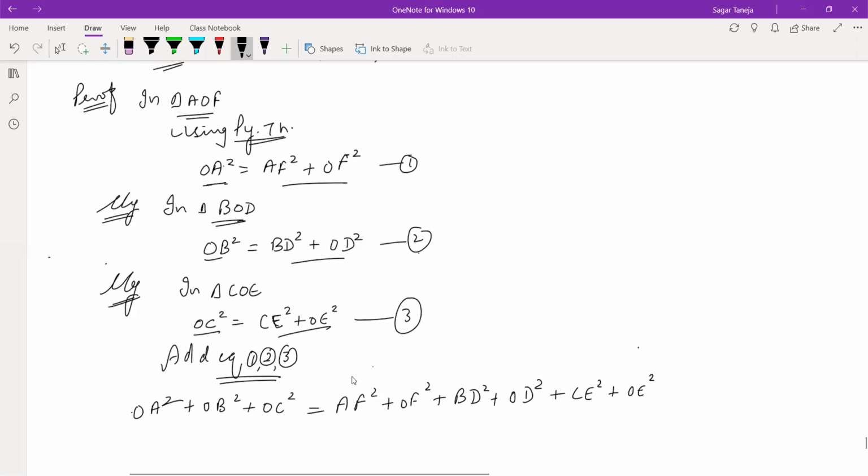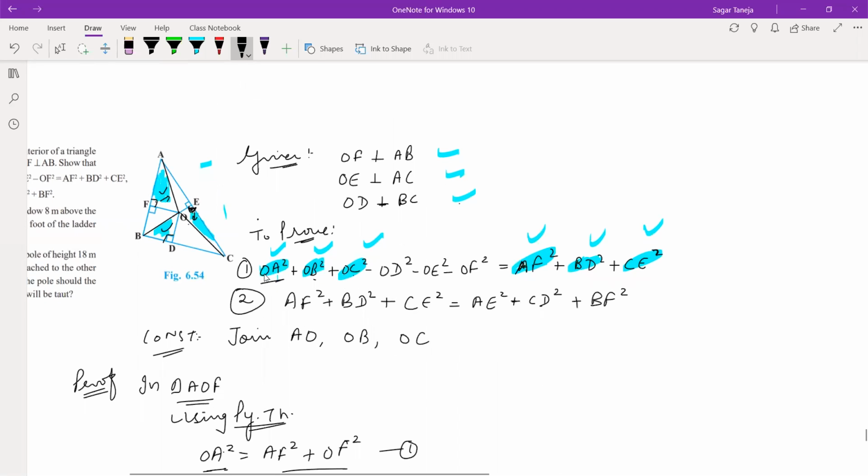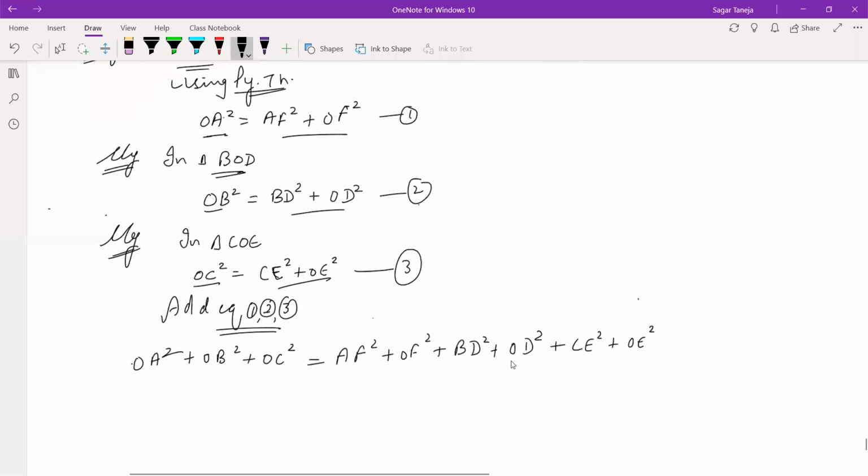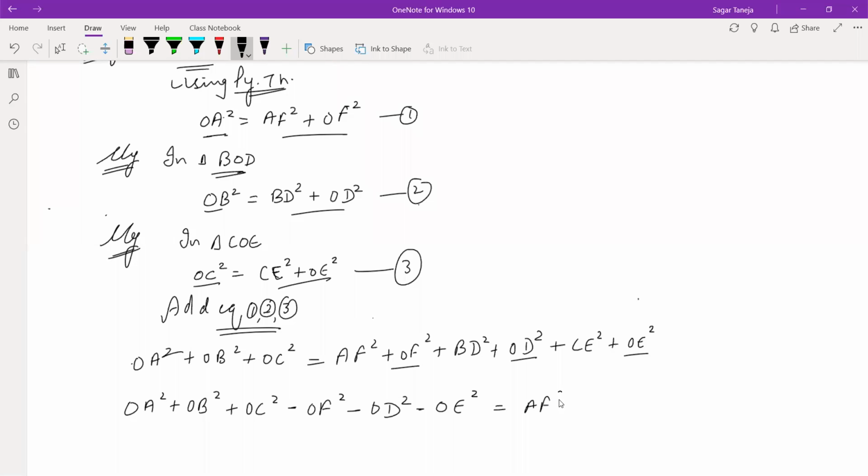Now a little bit of arrangement and it is done. Look here now, the three things along with OA, OB and OC are OD, OE and OF. So let us bring this OD, OF and OE to the left side. So OA square plus OB square plus OC square minus OF square minus OD square minus OE square is equal to what is left: AF square plus BD square plus CE square. So this is proved. So the first part is done here.